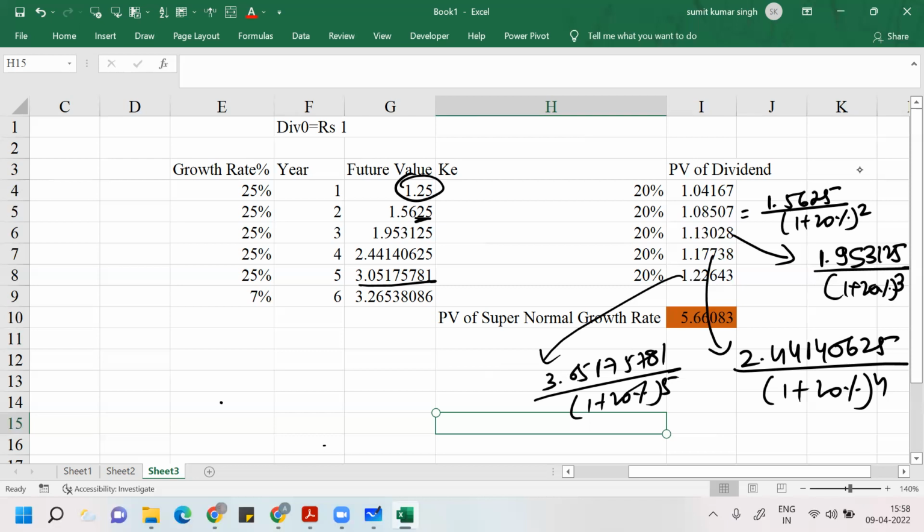Sir, can you please explain once again the future value 1.25? This is your present dividend. Whatever is your present dividend, into 1 plus your growth rate of 25% to the power 1, so year 1. Second year, it would be 1 into 1 plus 25% for year 2. Like this for each year, you will do this. Okay, sir. Got it.